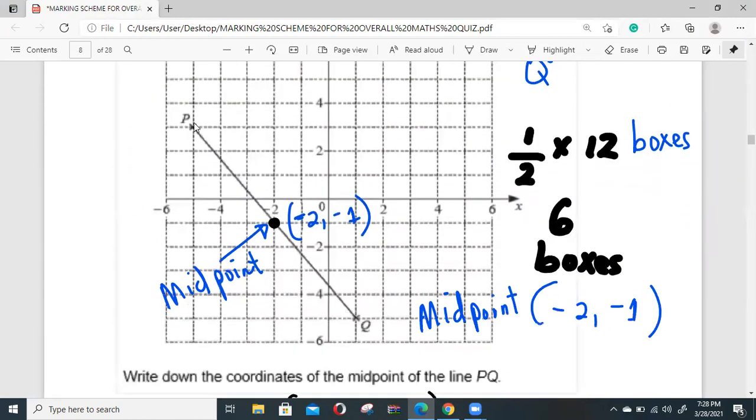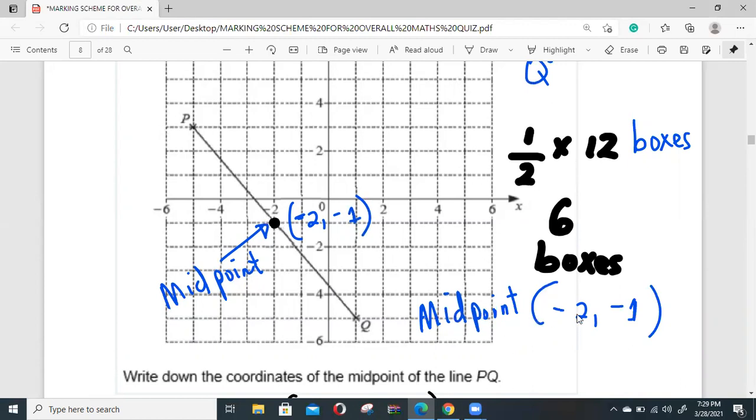I got there 12 boxes from P to Q. Even these slightly cut boxes, you count them. Then do half of that, you get 6 boxes. So the midpoint will be located at the 6th box. So 1, 2, 3, 4, 5, 6. There is your midpoint. Also 1, 2, 3, 4, 5, 6. That is your midpoint.